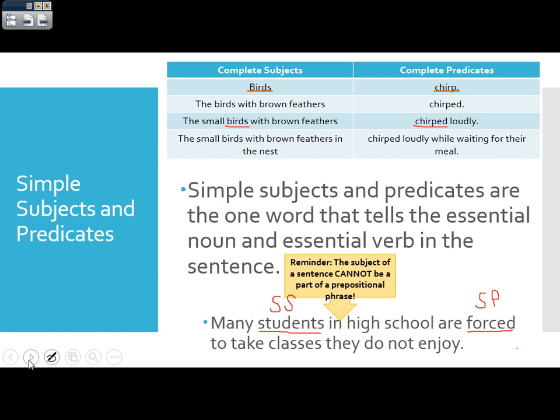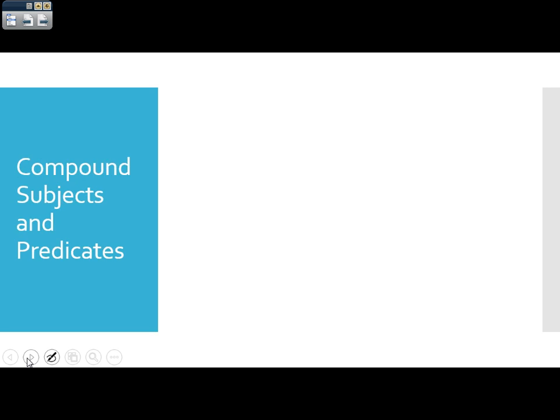A little reminder, we will go over prepositional phrases soon in class, but just a reminder that the subject of a sentence cannot be part of a prepositional phrase. So in this sentence, many students in high school are forced to take classes they do not enjoy. In high school is a prepositional phrase, so that cannot be the subject. The sentence is not about high school, it's about the students. So just pay attention to that when you look at subjects and predicates.